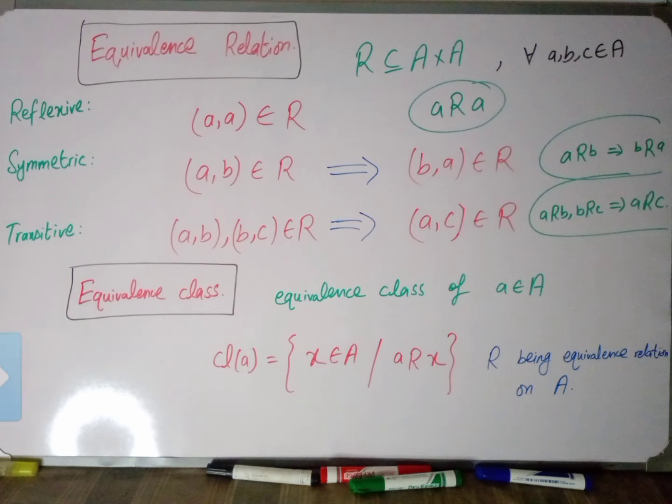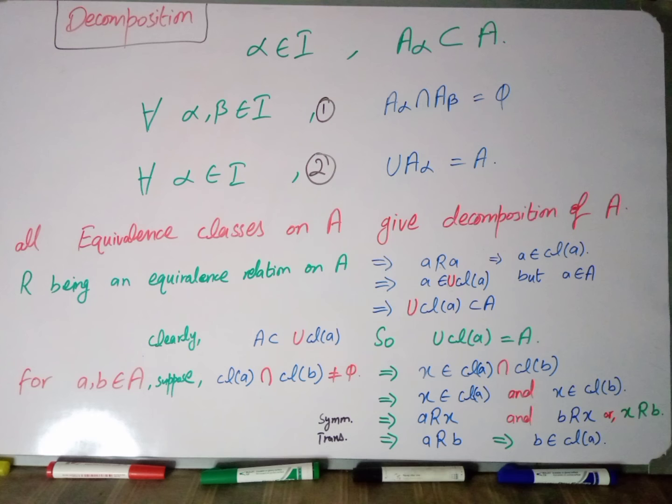Now, we will discuss equivalence classes of elements of sets. Equivalence class of a belonging to A is the set of those elements of A, which are related to a, under an equivalence relation R on the set A. Next, we will discuss the definition of partition of set A. Partition of set A is a collection of subsets of the set A, such that all those subsets are disjoint, and their union is equal to the set A.